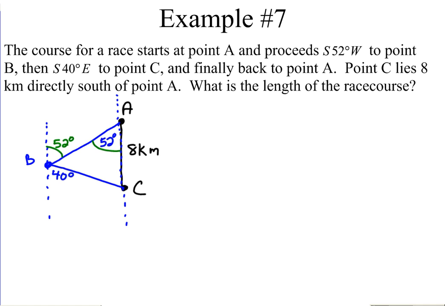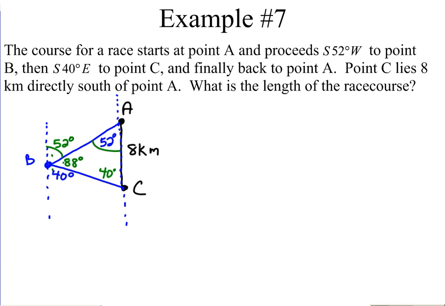And I know that this angle plus this angle plus this angle all lie on a straight line, so they have to add up to 180. So if I take 180 minus 40 minus 52, we find that this angle right here is 88 degrees. Now in the entire blue triangle here, we have 88 plus 52. Subtract that from 180. We find that that angle down here is 40 degrees.